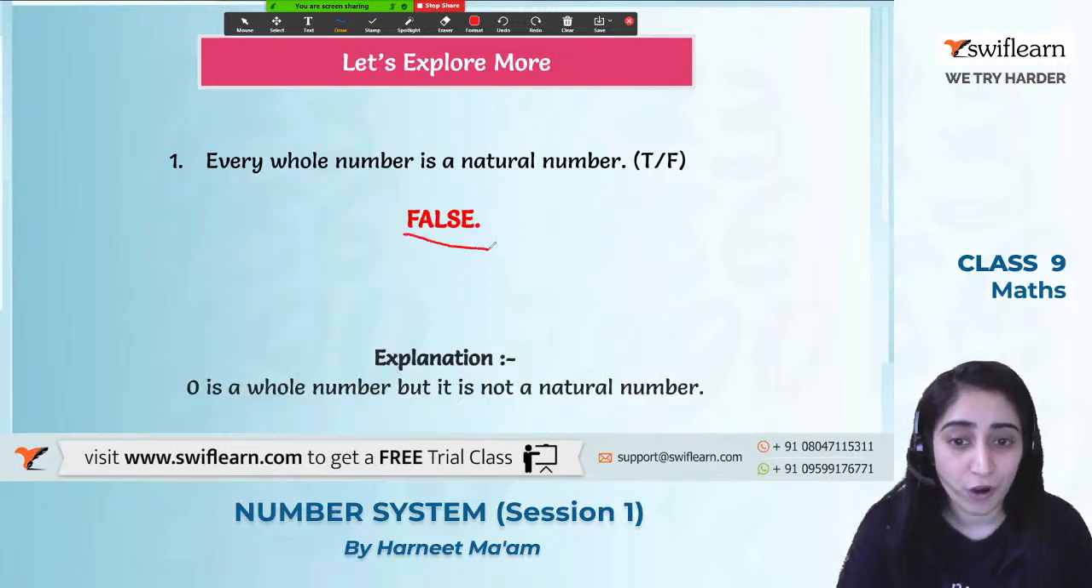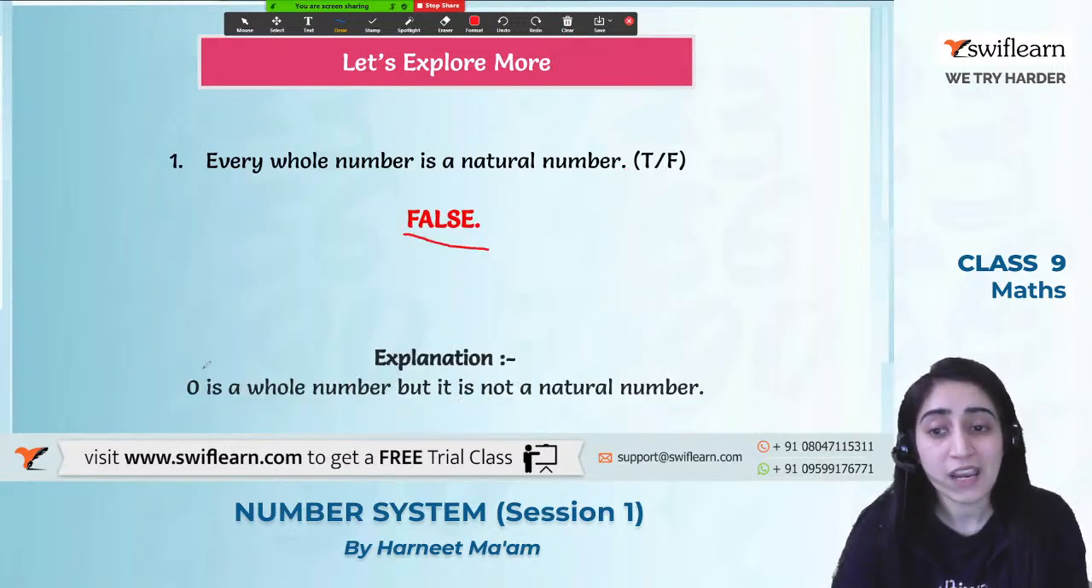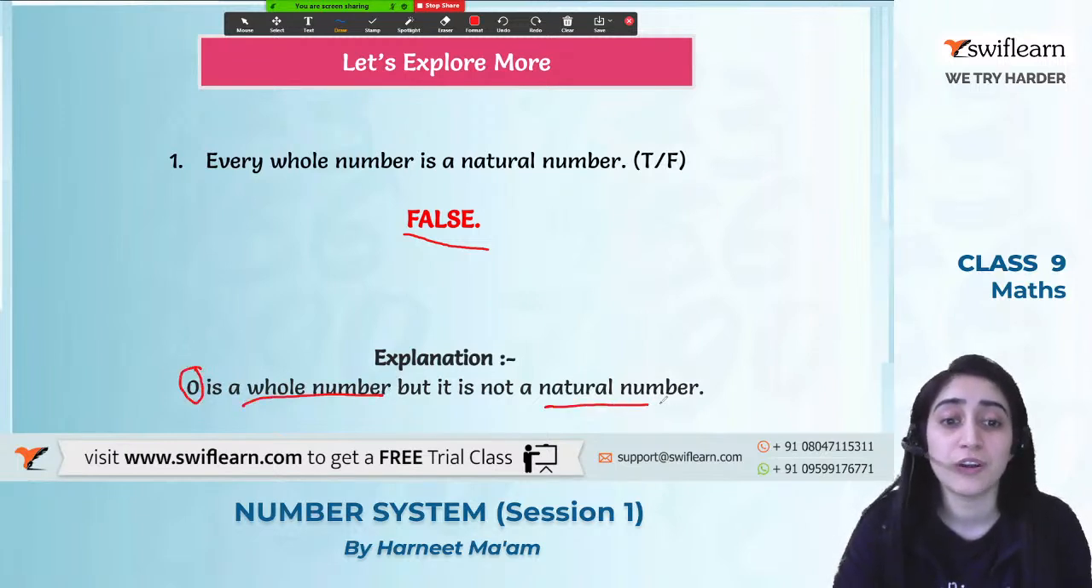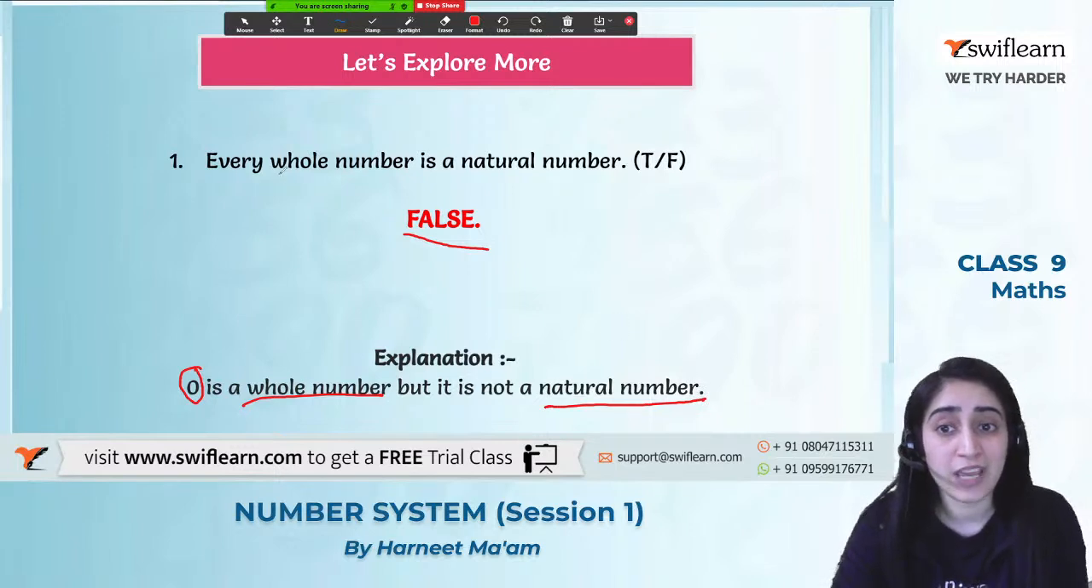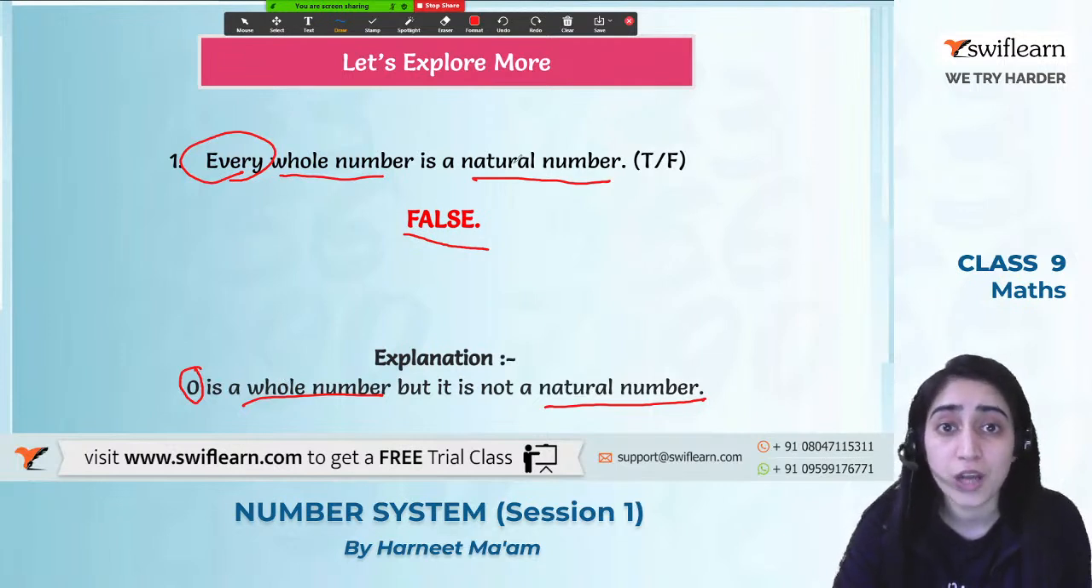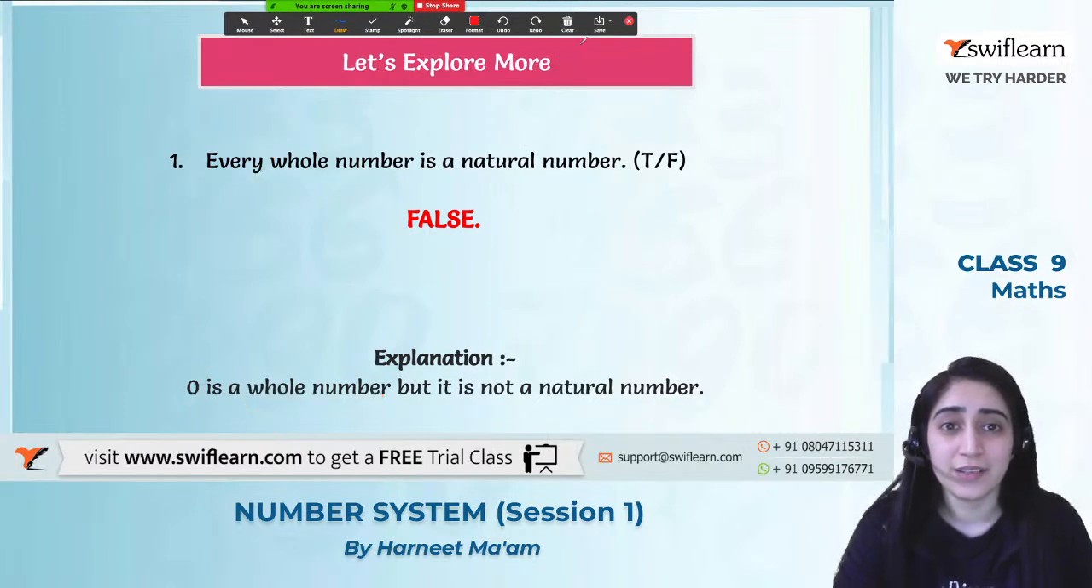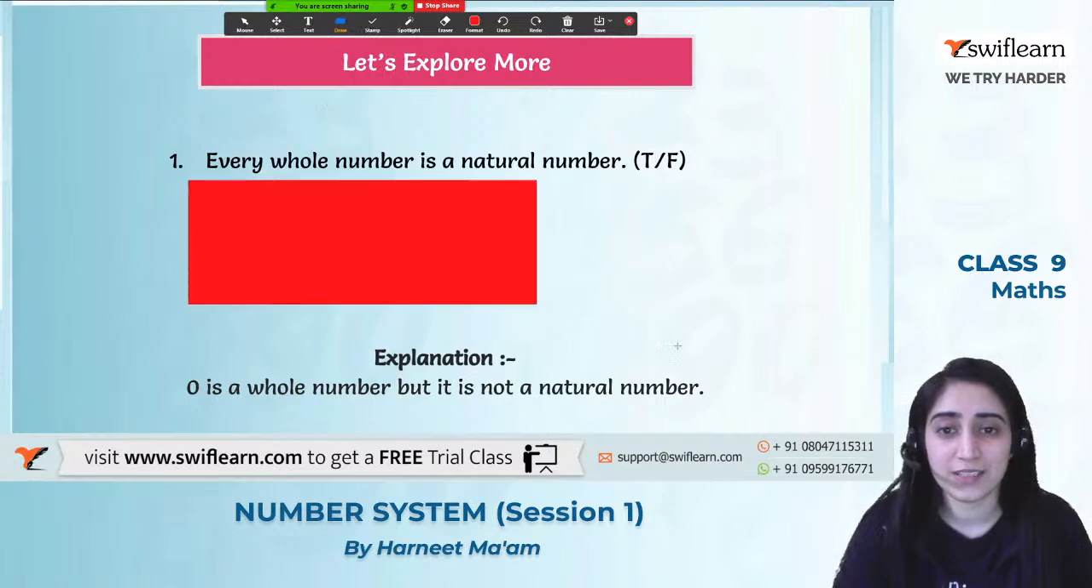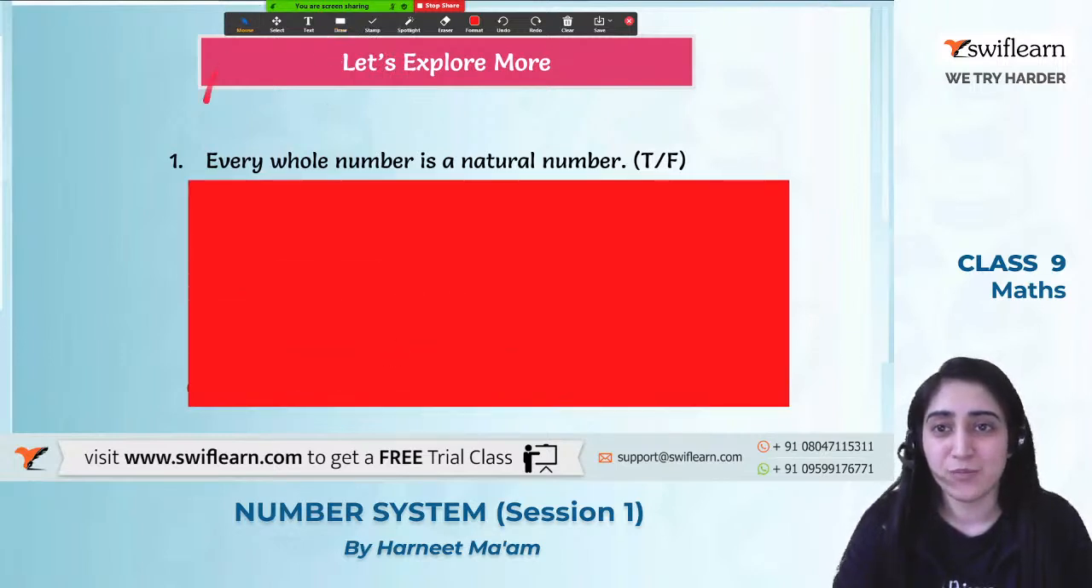The answer is false. The only reason is that it has 0. 0 is in the whole numbers, but it is not a natural number. So that's why every whole number cannot be a natural number. We cannot say this statement is true because saying every includes 0 as well. But we know 0 is a whole number, but it is not a natural number. Clear? Great. Moving on to the next one. Let me cover it again so that you don't see the answer.